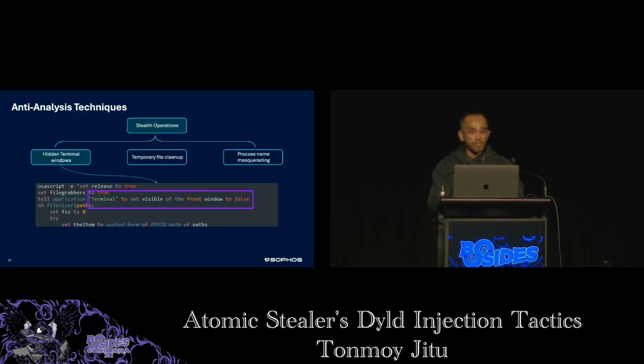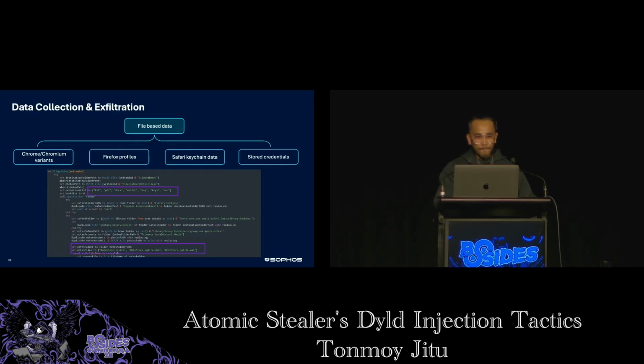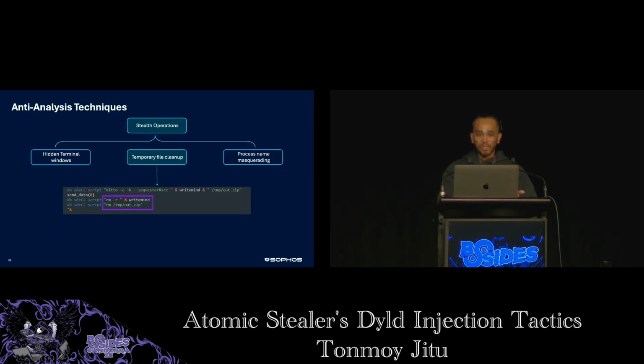So, moving on to some stealth operations for this particular malware. It sets itself as a hidden terminal. As you can see from the command, it sets itself to invisible. For file cleanup, at the end of the script, it performs the typical rm -rf. It removes any and all zip files it would create in the temp directory. And for process name masquerading, like I mentioned before, it selects the four process names to make sure it's known as a spoofed process.